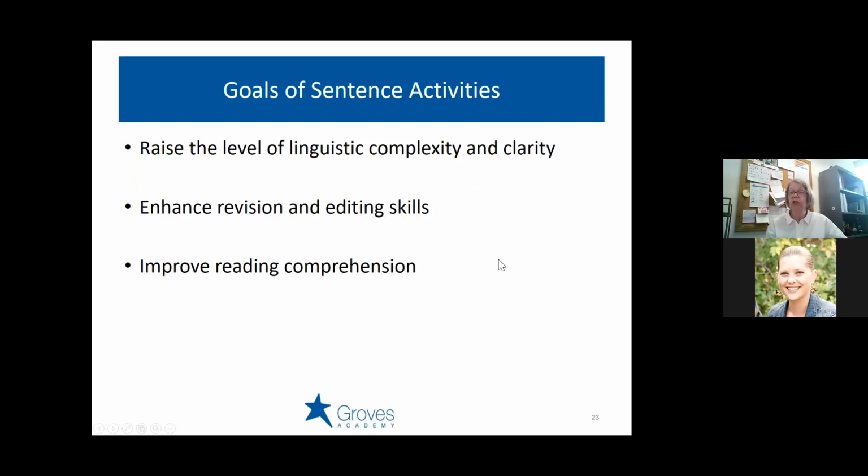So why should we focus on sentences? Well, we need to raise the linguistic complexity and clarity of sentences, first of all. And so we want students to write better sentences that are more informative and more expressive. We also need to enhance revision and editing skills. So the work isn't done when the sentence is finished. The work is only done when revision and editing, proofreading, and also revision, how can we express this better, are done.